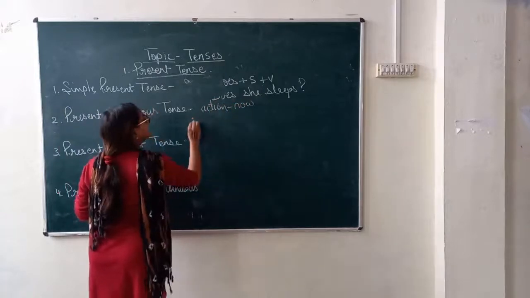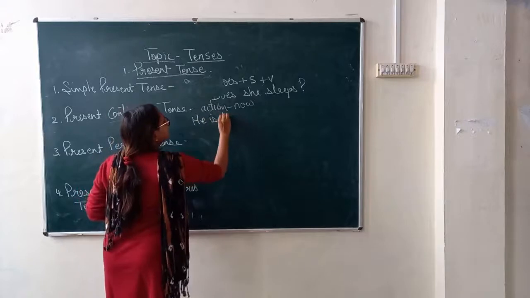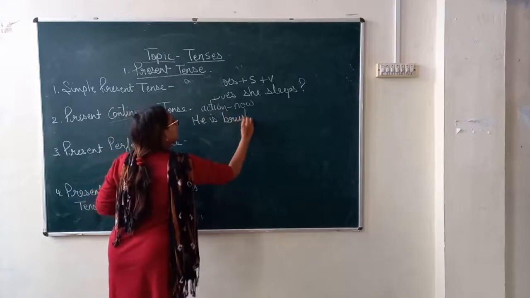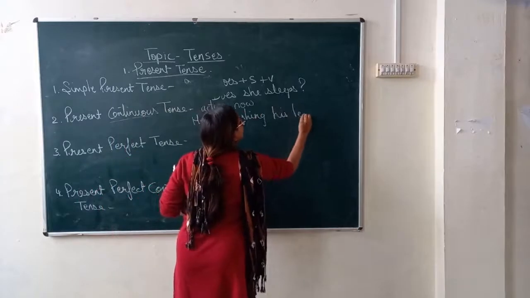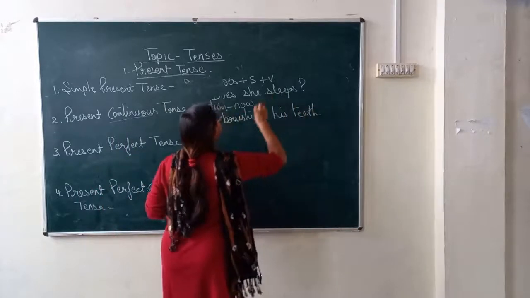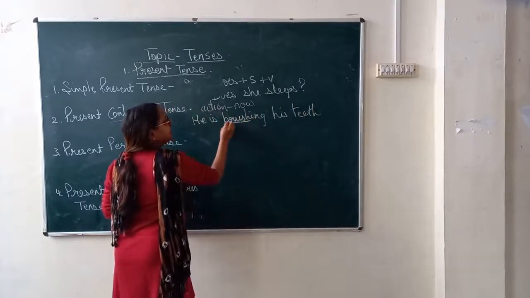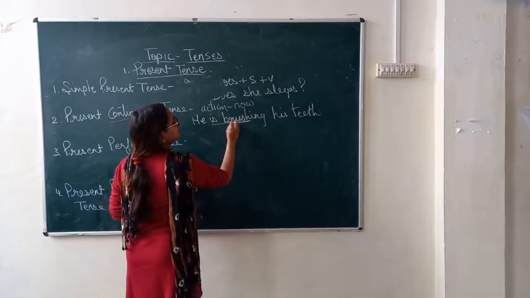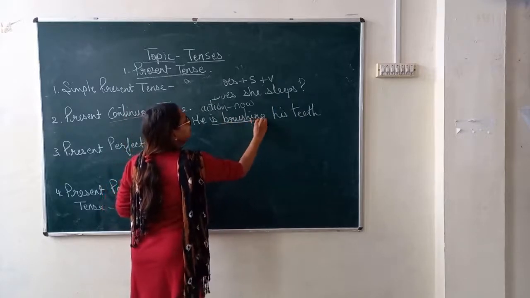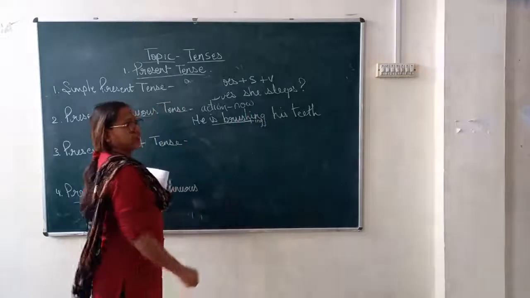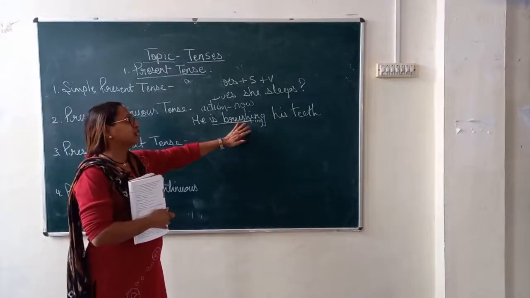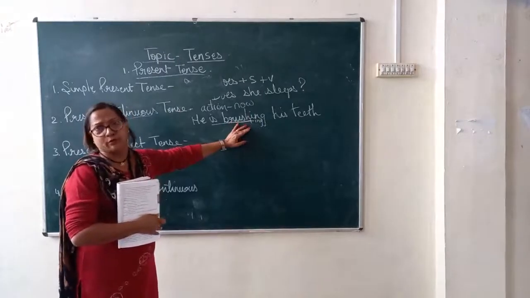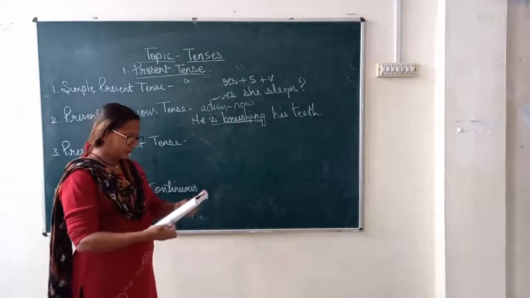Like he is brushing his teeth. Now here you see with the verb I am using plus ing. Okay, when we add ing to the verb, it changes to continuous form.